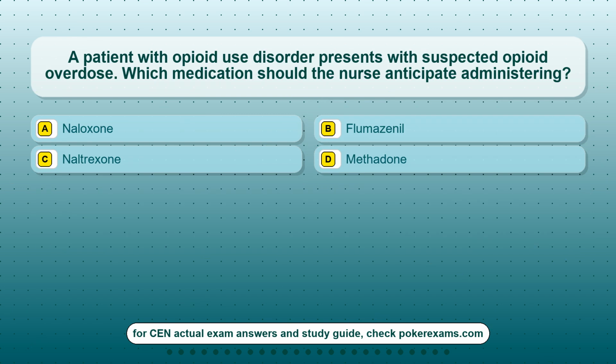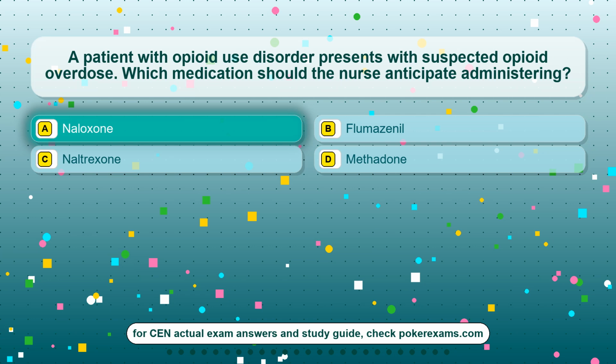Question 17. A patient with opioid use disorder presents with suspected opioid overdose. Which medication should the nurse anticipate administering? Option A. Naloxone. Option B. Flumazenil. Option C. Naltrexone. Option D. Methadone.